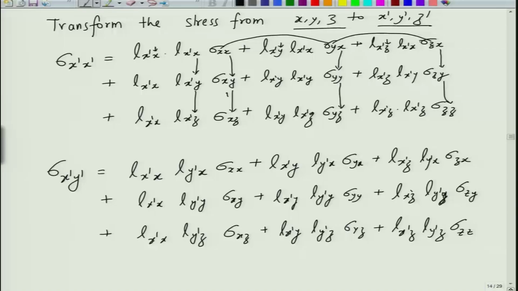So just as a home exercise, you can write the expressions for, let us say, sigma 1 prime 1 prime. What will this be in terms of the original system? Similarly you can try writing the expression for sigma 2 prime 3 prime. So let's do a simple one. The formula is sigma ij is equal to the sum over n from 1 to 3, and m from 1 to 3, of L i m, L j n and sigma m n.